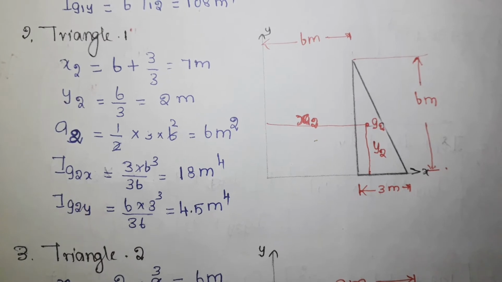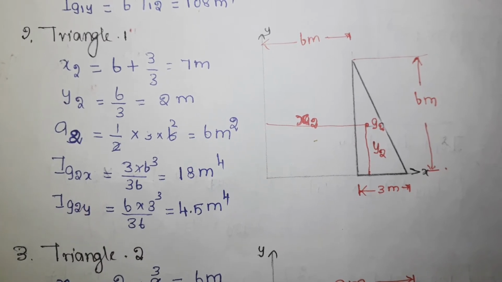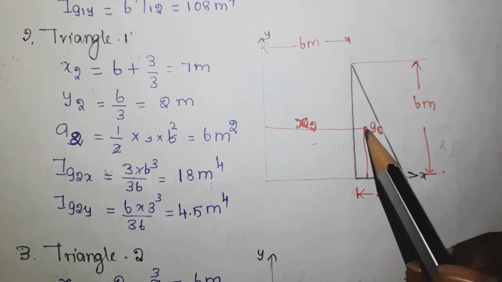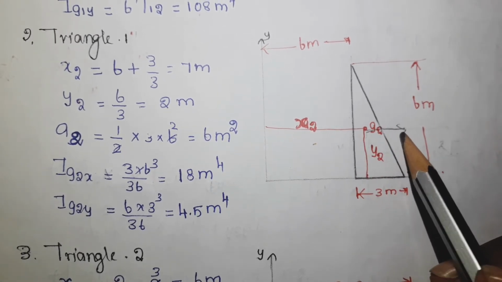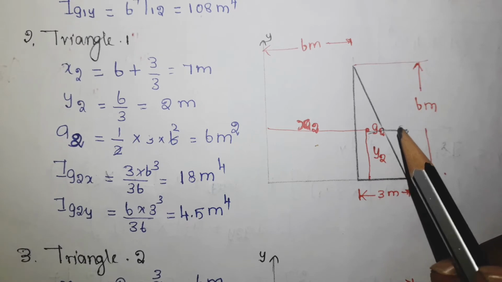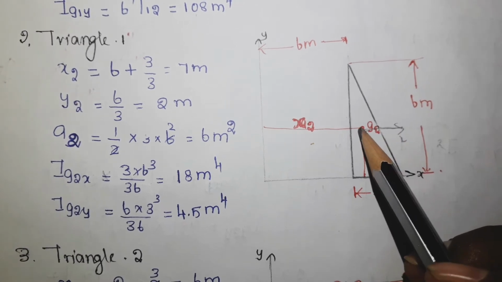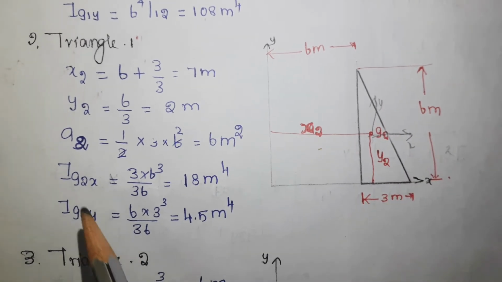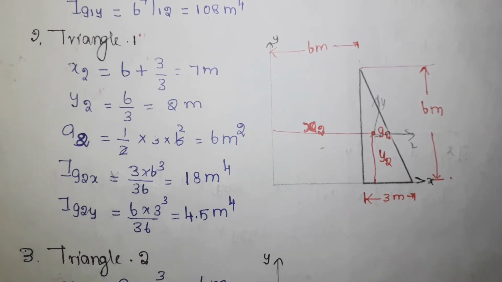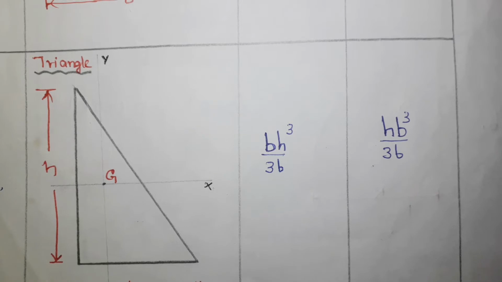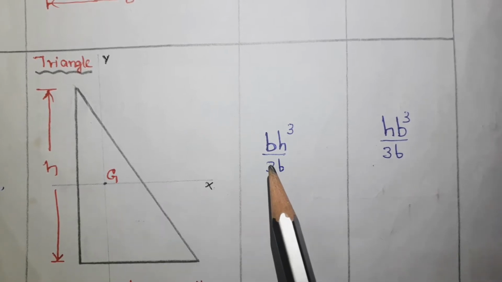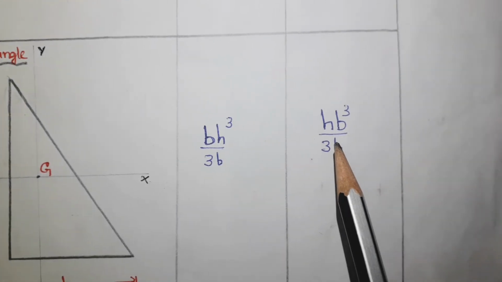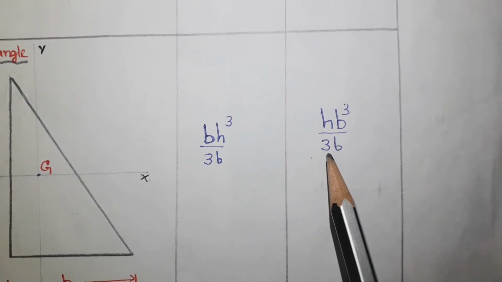Now ig2x, it is nothing but the axis passing through this g2. So this is x-axis. We have to find the moment of inertia with respect to this axis as well as the moment of inertia with respect to this y-axis. So here it is given. Now let us see the formula for it. For triangle, the formula with respect to x-axis is bh cube divided by 36, and with respect to y-axis, hb cube divided by 36.